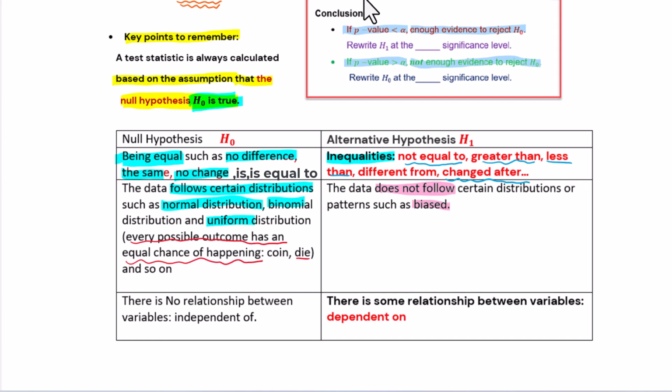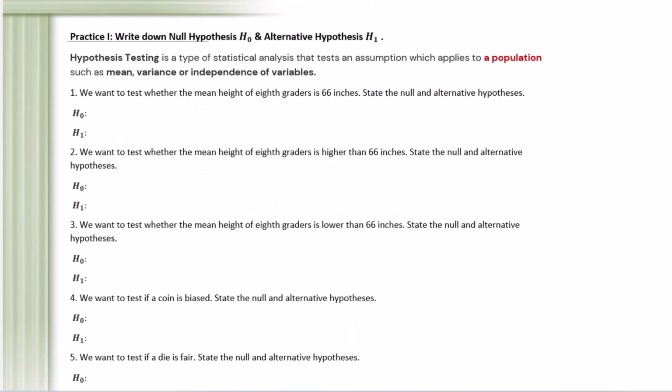For H0, we always say no relationship between variables, or the variables are independent of each other. Opposite to H0, for H1 we always use the words there is some relationship between variables, or the two variables are dependent on each other. Practice 1. Write down null hypothesis H0 and alternative hypothesis H1.